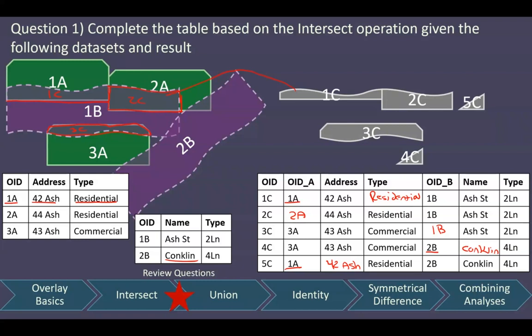In this lecture video, I want to talk about the next type of overlay, which is union. So with union, again, to draw out a quick little example here. And again, don't forget the attribute tables.